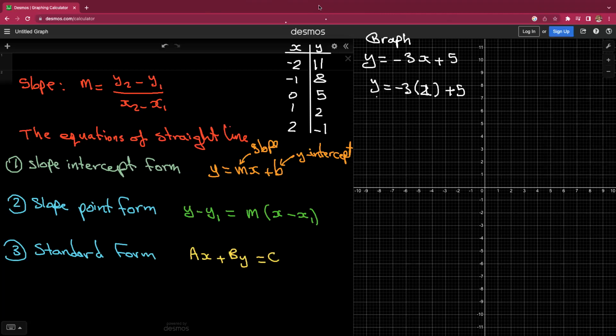I'm just going to go ahead and graph or plot these points. So I have -2 and 11, which is right here. The x value is -2 and y is 11, which is right there. -1 and 8, right here. 0 and 5, right here. 1 and 2, x is 1 and y is 2, right here. And 2 and -1 is right there. Now we could just go ahead and graph our straight line through these points.